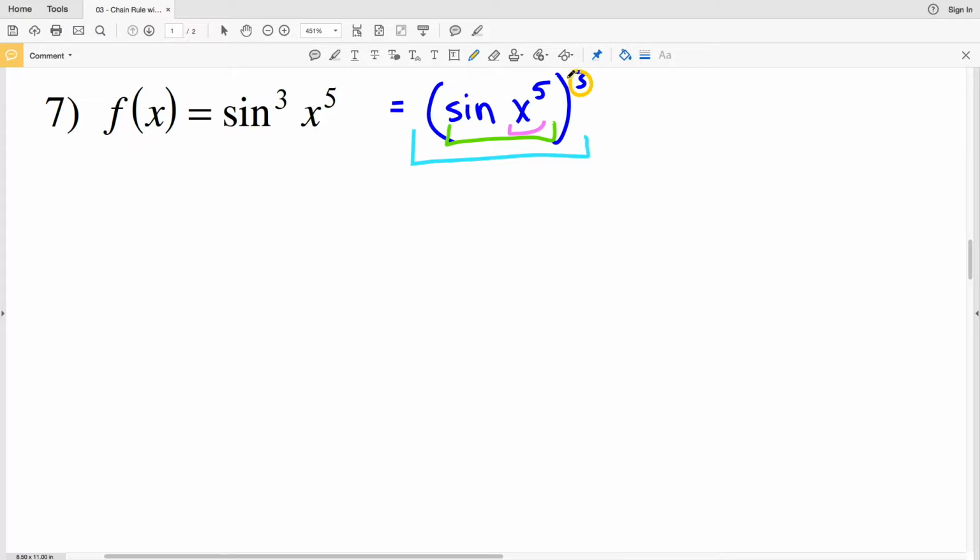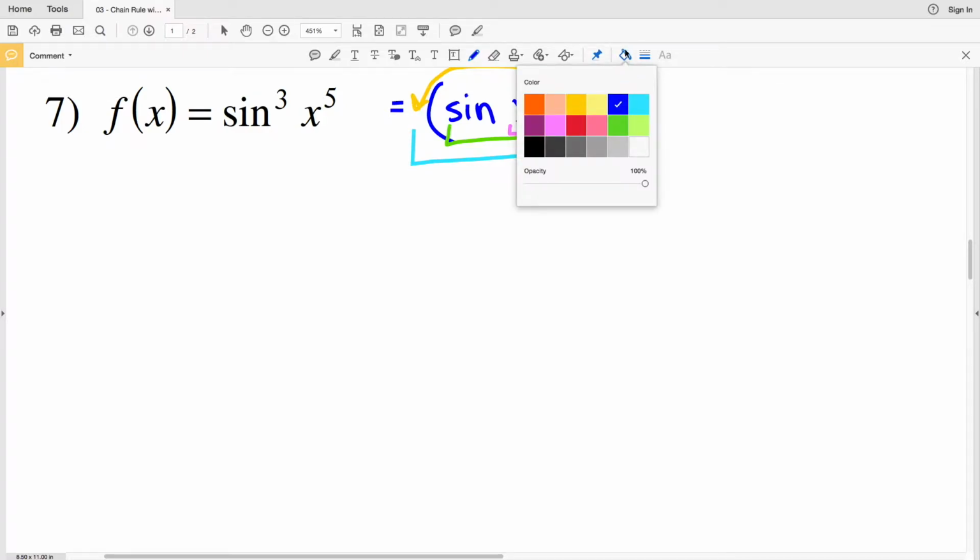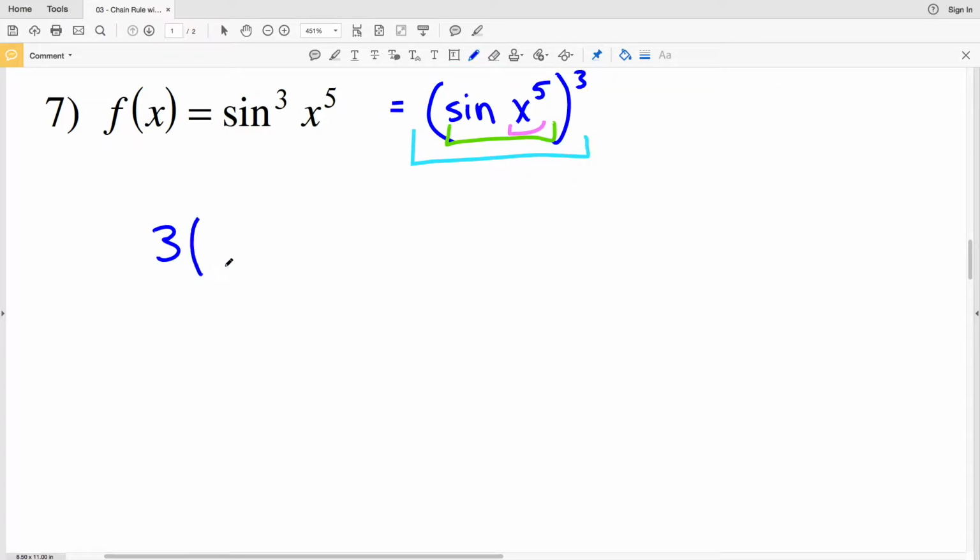So first, taking the 3, pulling it down in front, and then decreasing that value by 1, I'll get 3 times the sine of x to the fifth squared. Now that needs to be multiplied by the derivative of the sine of x to the fifth, which is the derivative of sine is cosine. So that gets multiplied by the cosine of x to the fifth. And then lastly, we have to find the derivative of x to the fifth. And the derivative of x to the fifth is 5x to the fourth.